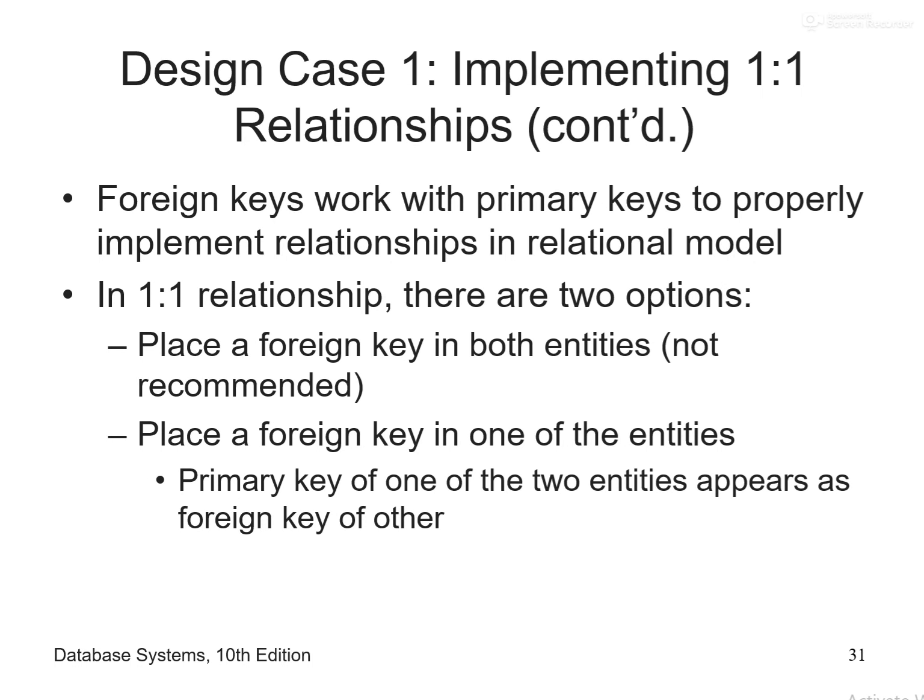Okay, in order to properly implement the relationship between entities, we use the concept of foreign key when we map our entities into a relational model. So the first use case that we will see is, if 2 entities are in a one-to-one relationship, how can we show this relationship in the relational model, or when we map our entities into tables. So there are 2 options. The first option is to place a foreign key in both entities, and it is not a recommended solution.